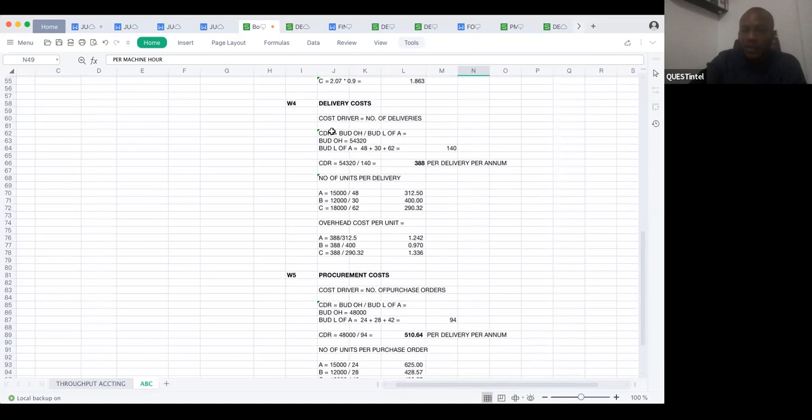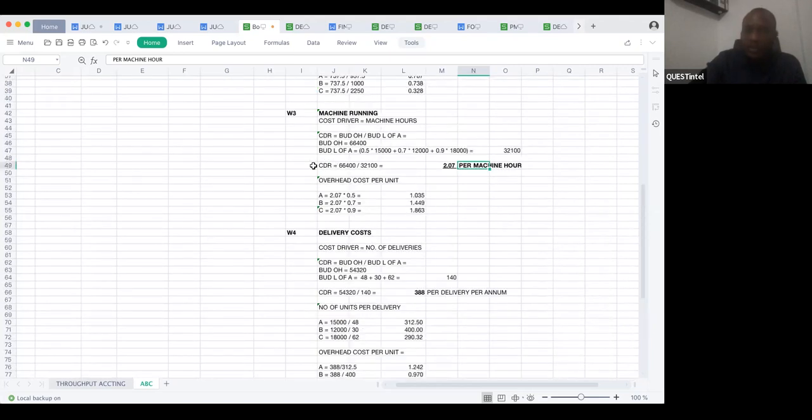First of all, identify your cost driver, then compute the cost driver rate: get the budgeted overhead, get the budgeted level of activity, compute that cost driver rate, and then get the number of units in each of the processes. So number of units per delivery, we've gotten that. And then from there, we can get our overhead cost per unit. So if you follow this process, then in most of the cases, you should be able to calculate whether you're using a specific activity or you're using a volume driven.